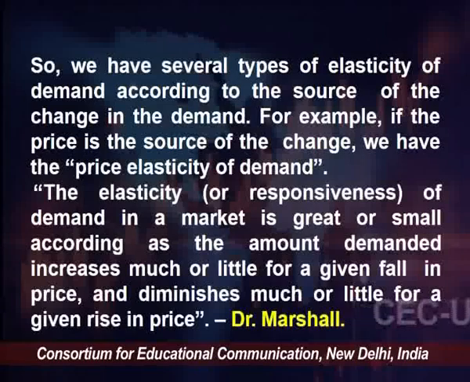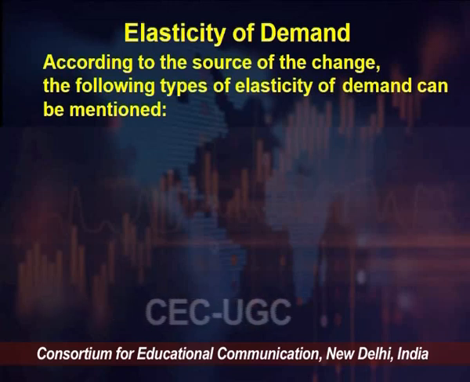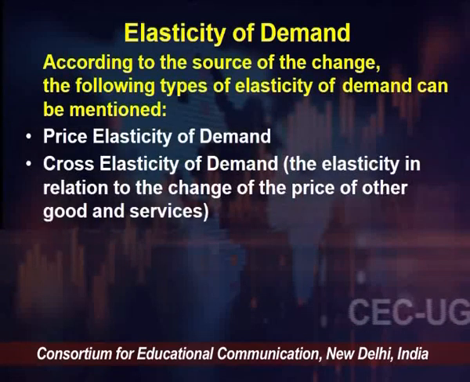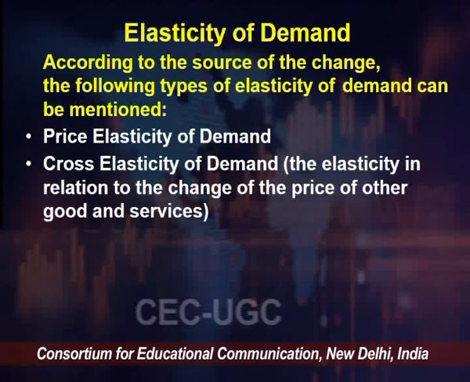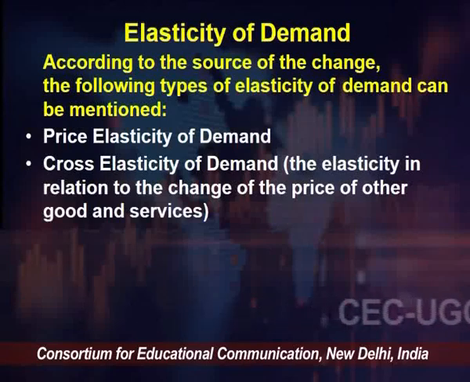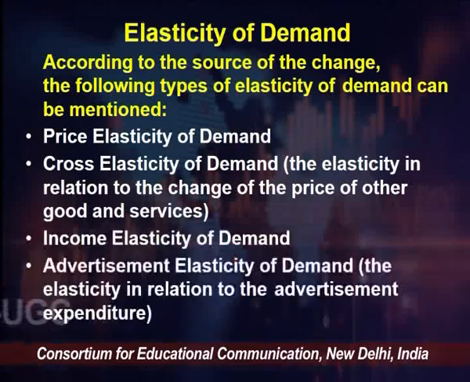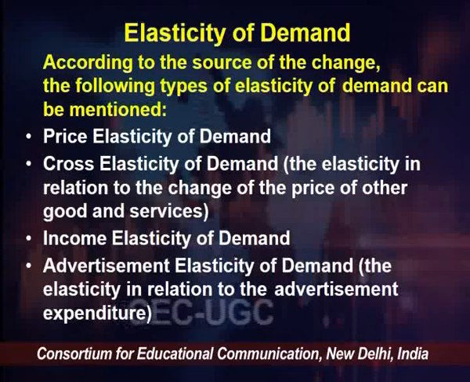According to Marshall, the elasticity of demand in a market is great or small according as the amount demanded increases much or little for a given fall in price, and diminishes much or little for a given rise in price. Now, according to the source of change, there are different types of elasticity of demand: price elasticity of demand; cross elasticity of demand, which is the elasticity in relation to the change in price of one commodity to the change in demand for the other commodity; and then income elasticity of demand or advertisement elasticity of demand.